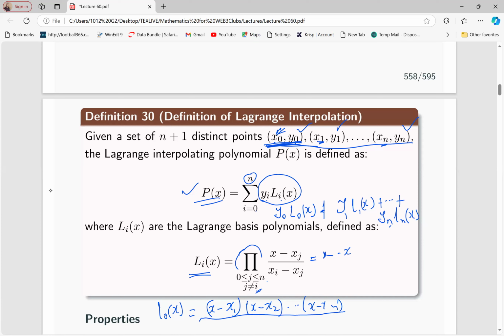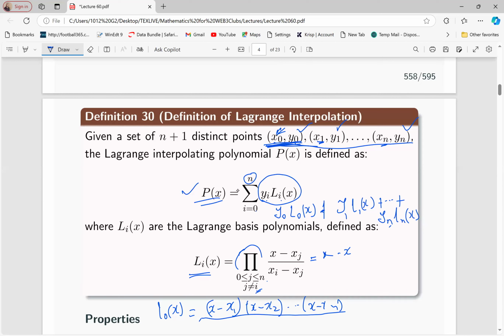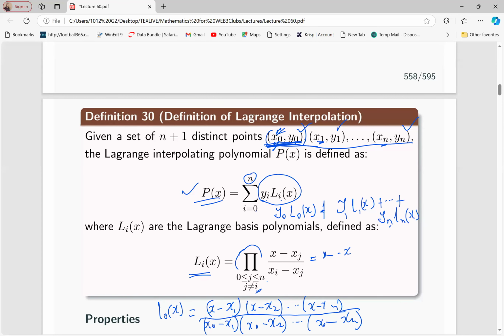This is divided by, now you go back to the point you're considering. The value of x is x naught. So that x naught subtracts x1, then x naught subtract x2, all the way up to x naught subtract xn. So that's how we are finding L naught.